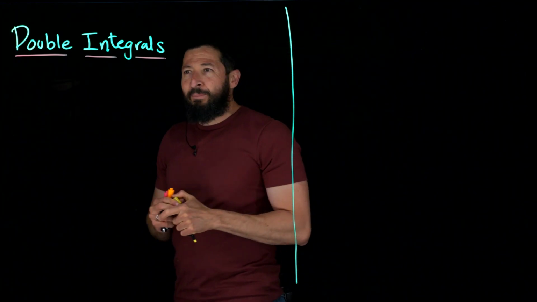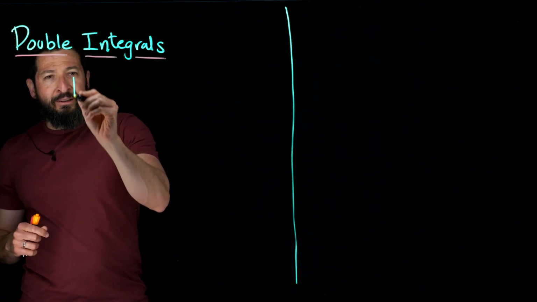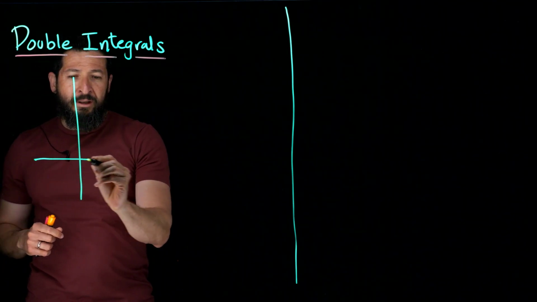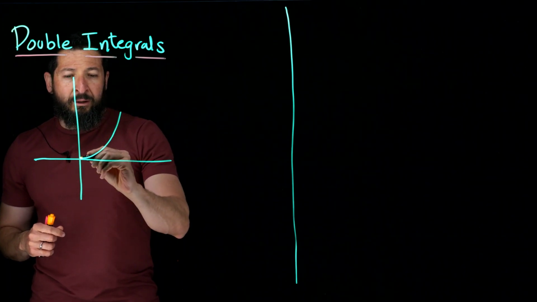Alright guys, so we're going to talk about double integrals. We're going to try to go slowly and set them up very carefully. So let's start just with a region. I'm going to do y equals x squared and then y equals square root of x.